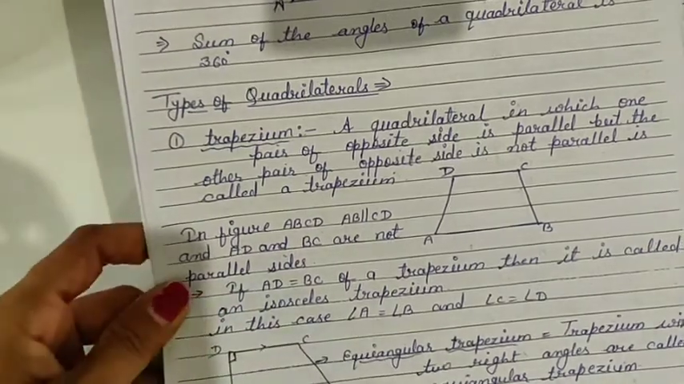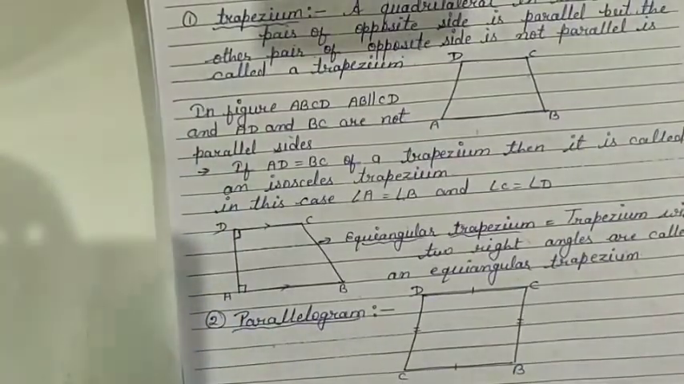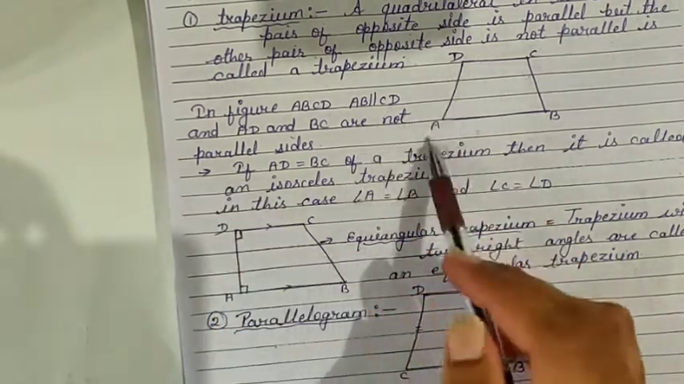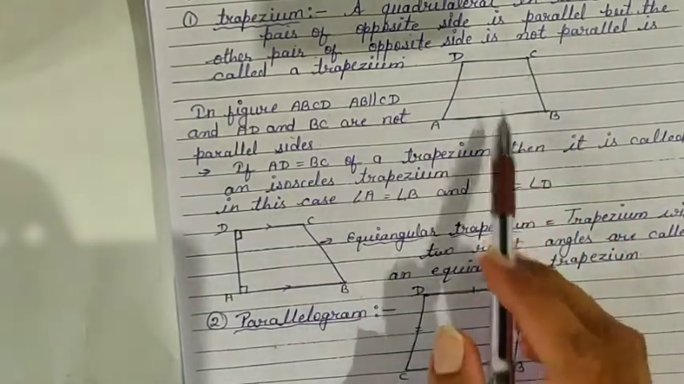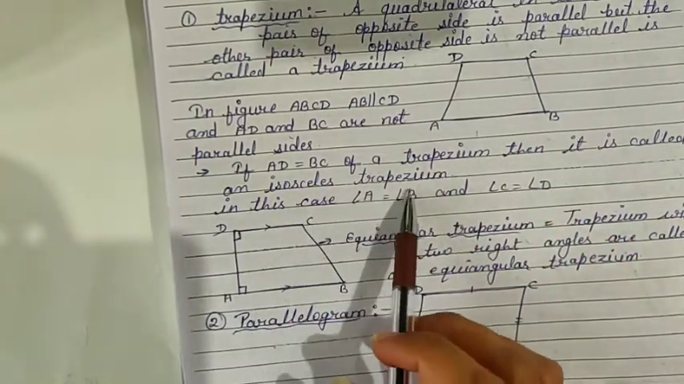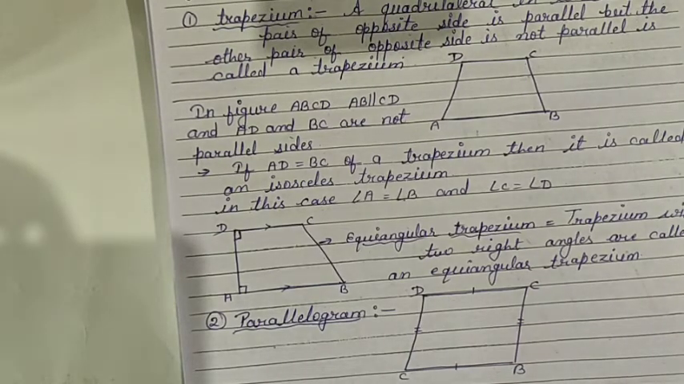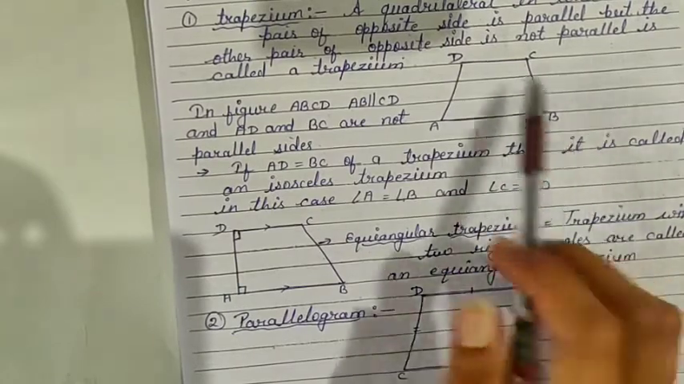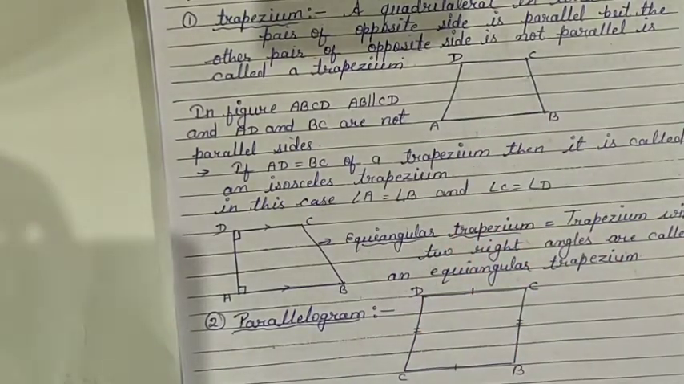Now there are two types of trapezium. One is the isosceles trapezium and the other is the equiangular trapezium. If AD equals BC in a trapezium, that is, if the non-parallel sides of a trapezium are equal, then it is called an isosceles trapezium. And in this case, angle A equals angle B and angle C equals angle D. Now, the equiangular trapezium.